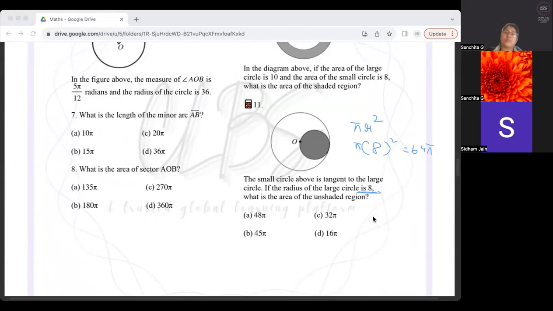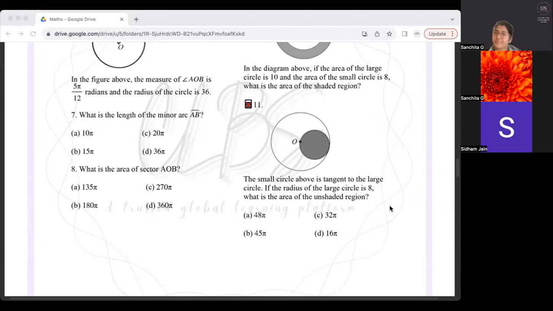And the radius of the smaller circle is what? It will be 4 because the diameter of the smaller circle is half the radius of the larger circle. So over here, the area of the smaller circle: radius is 4. So pi 4 square. Got it? I had 8 for bigger and smaller is going to be 4. So I have 16 pi. Got it? Subtract it, you get 48 pi.